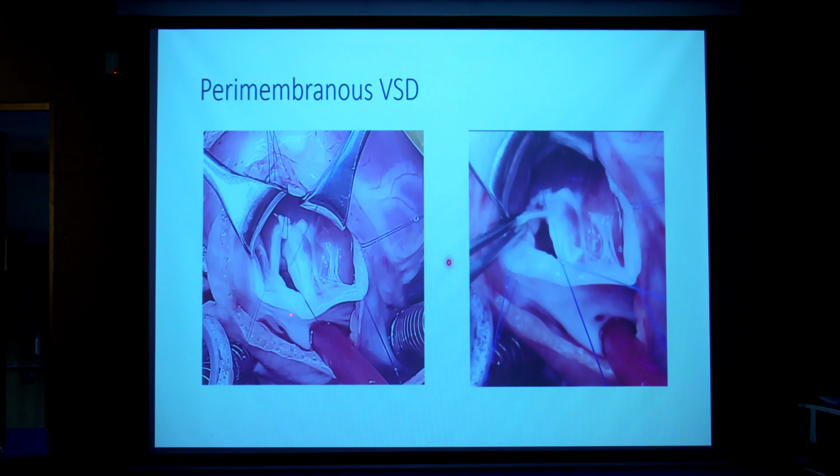So this is one of the operative photographs. Actually, it's a perimembranous VSD. You can see here the LA is vented through this. Actually, it is closed. That is the anterior leaflet, and the septal, that's the anteroseptal commissure. And that's exactly where the right fibrous trigone is.